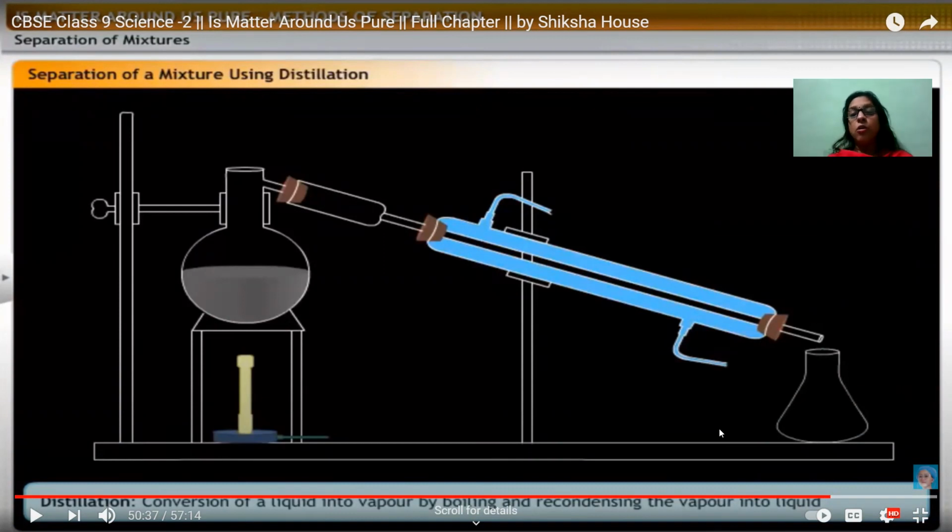Alcohol is completely dissolved in water, so how can we separate these two components? With the help of distillation, we can separate these two mixtures. For this we have to take this apparatus. Now in this, put the mixture into a distillation flask.